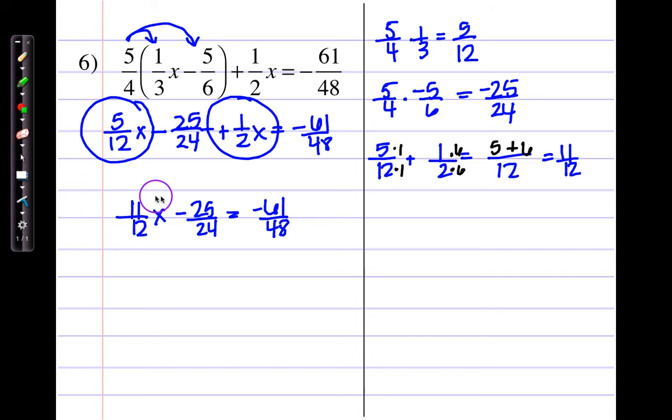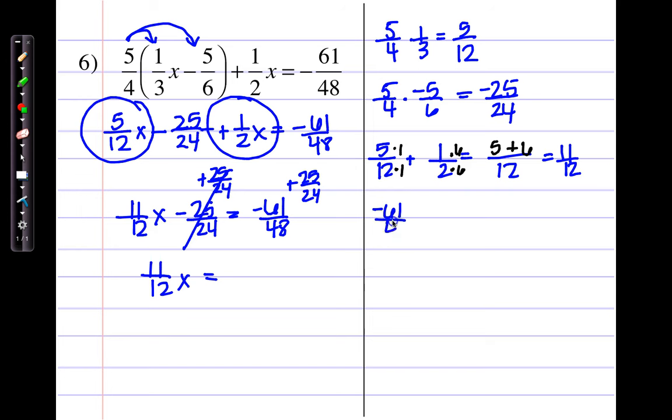Now what we're going to do is get rid of our constant. So I'm going to have to add 25 over 24 to both sides. Here I'm noticing that I'm going to be left with negative 11 over, whoops, that's not negative, just kidding. It's 11 over 12x. This is going to be 0 equals, here, I don't know what this is off the top of my head, so I'm going to do some more side work.